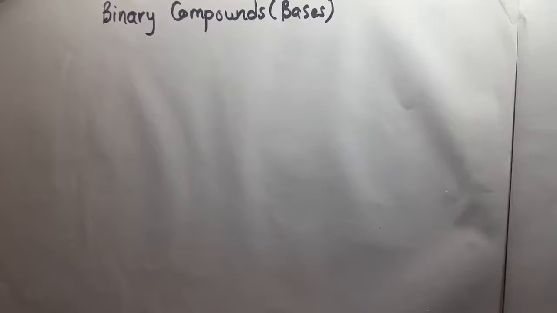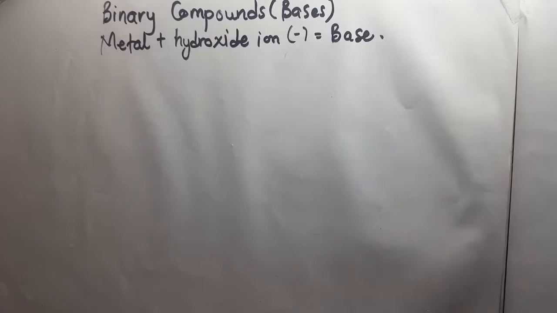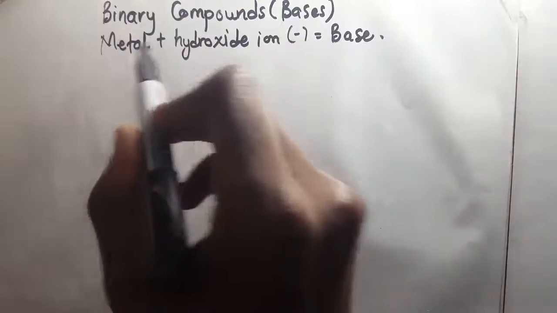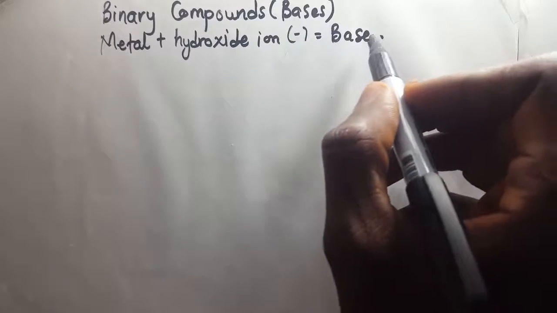In this video I'm going to talk about how to name binary compounds of bases. Now when we say binary compound of a base, what does it mean? What you need is a metal plus a hydroxide ion. So a metal plus a hydroxide ion is going to give you a base.